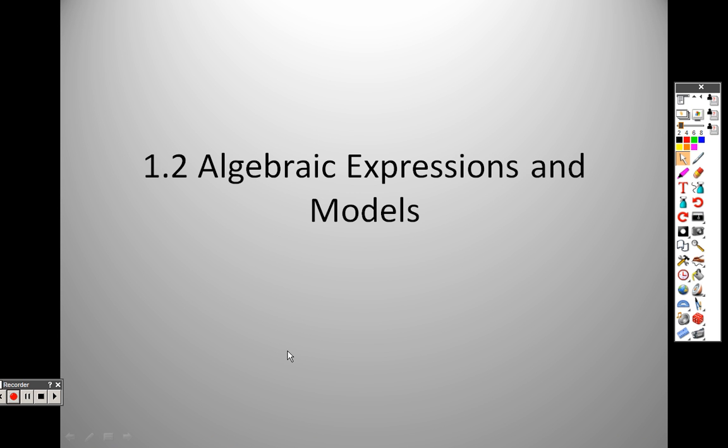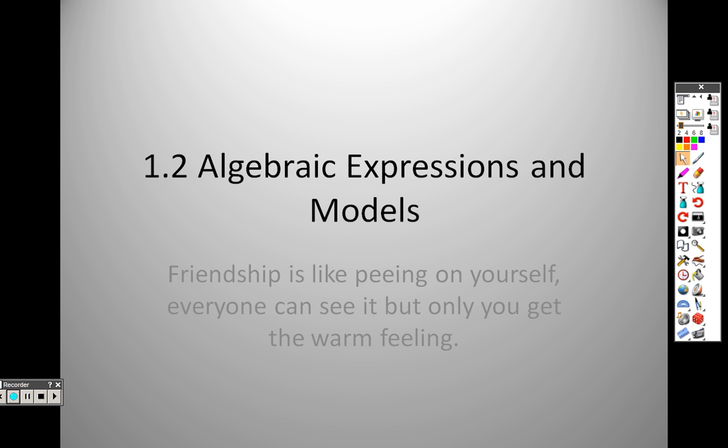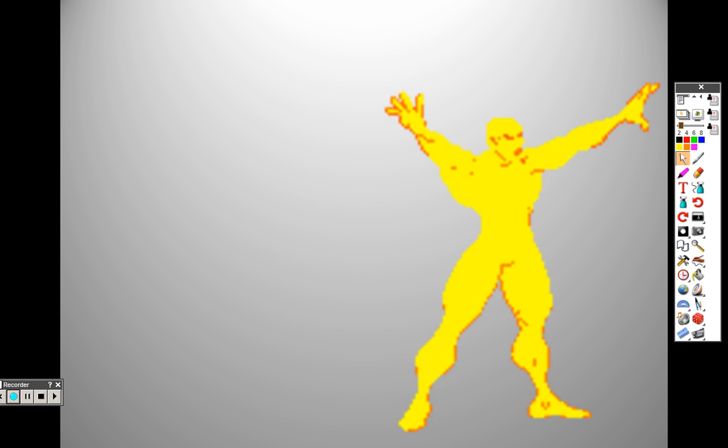1.2 Algebraic expressions and models is what we are on right now. I feel like I'm taking crazy pills.